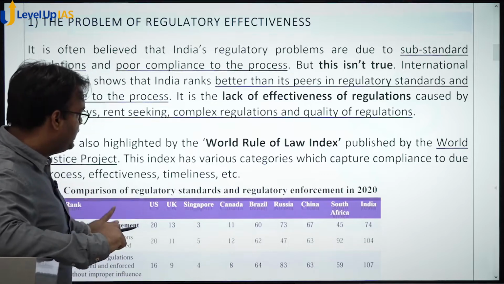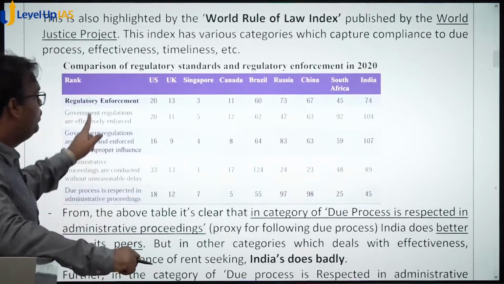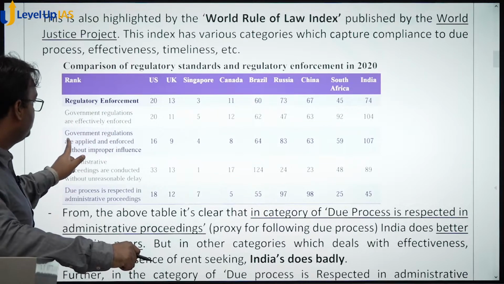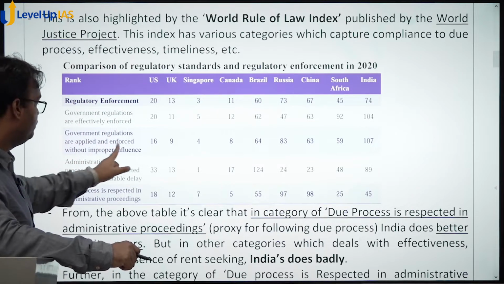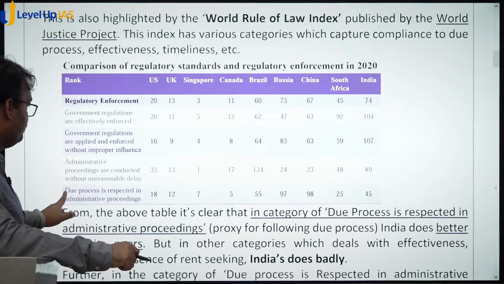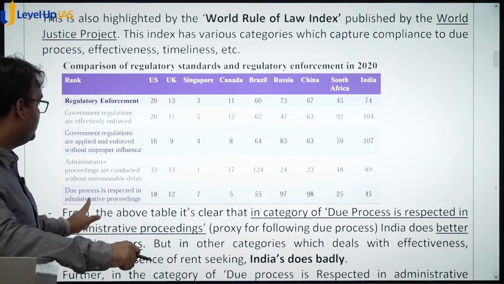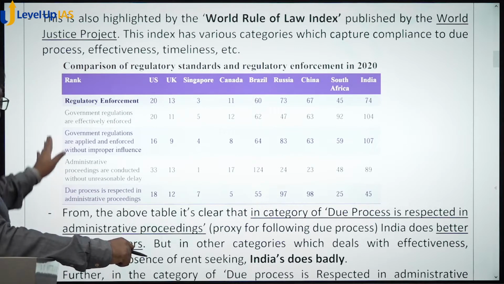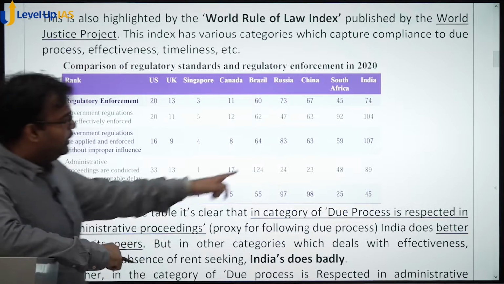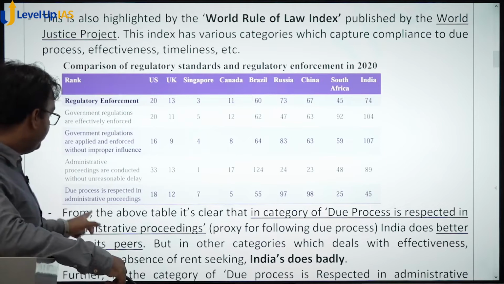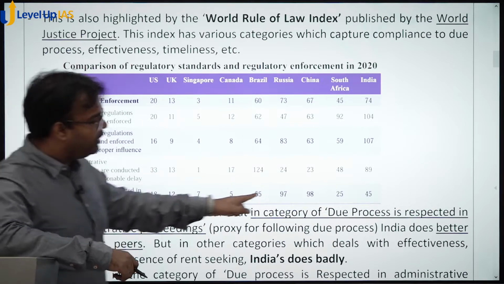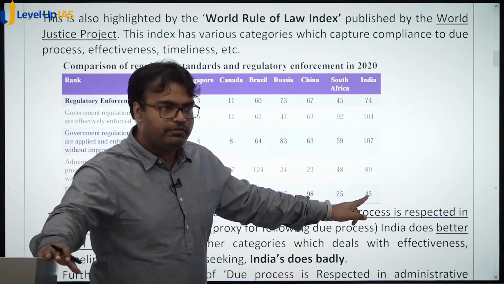In Rule of Law Index, there are various dimensions. Regulatory enforcement: government regulations are effectively enforced. Government regulations are applied and enforced without improper influence. Administrative proceedings are conducted without unreasonable delay. And due process is respected in administrative proceedings. These are the 4 dimensions. Here you will see, in case of India, when it comes to due process is respected in administrative proceedings, we are ranked good. Our rank is 45.